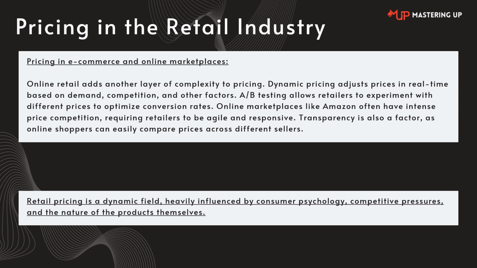Finally, pricing in e-commerce and online marketplaces. Online retail adds another layer of complexity to pricing. Dynamic pricing adjusts prices in real time based on demand, competition, and other factors. A/B testing allows retailers to experiment with different prices to optimize conversion rates. Online marketplaces like Amazon often have intense price competition, requiring retailers to be agile and responsive. Transparency is also a factor, as online shoppers can easily compare prices across different sellers.